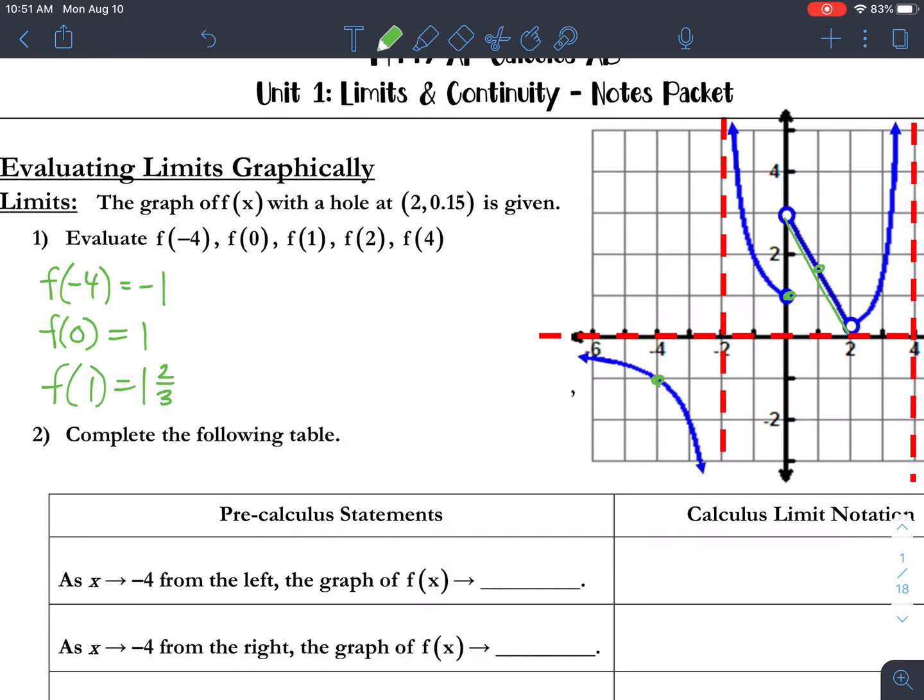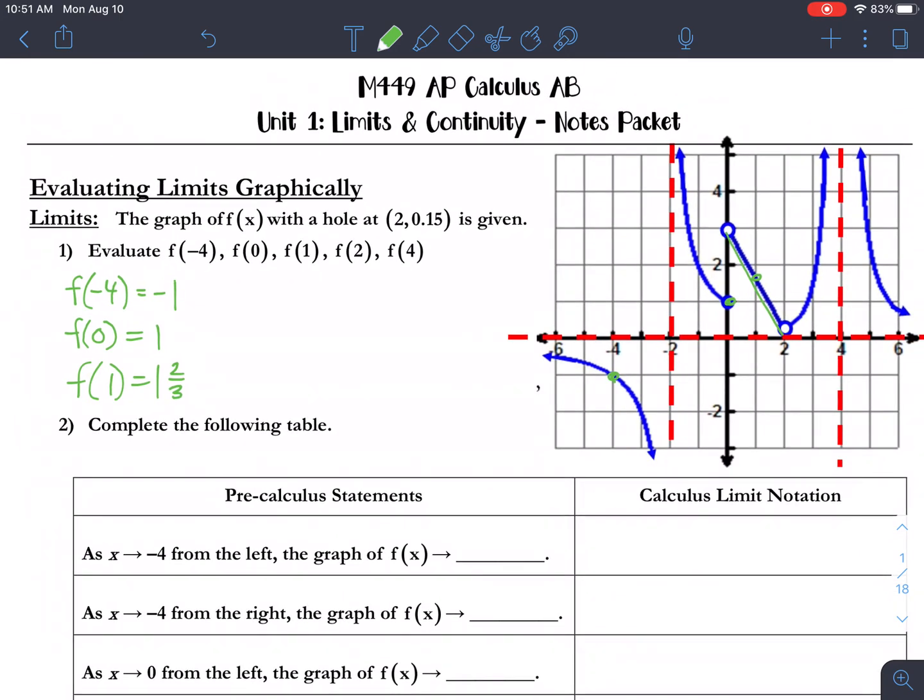Okay, and then finally here, how about f of 2? F of 2, we scan up and down, and we see that open circle there. That value does not exist, so that's going to be undefined.